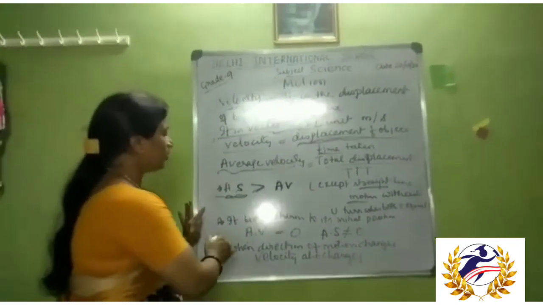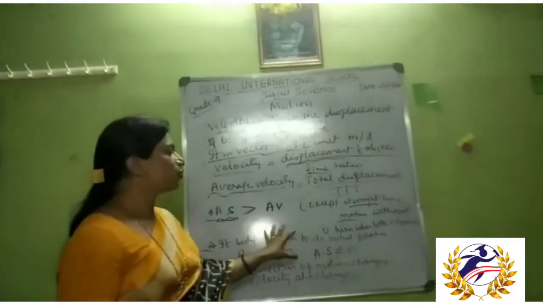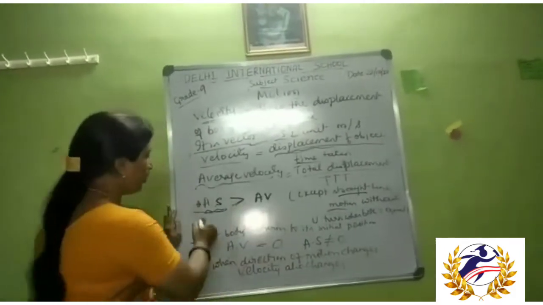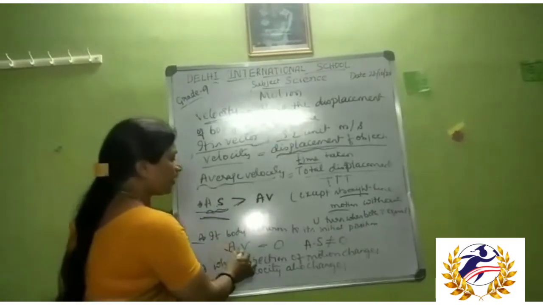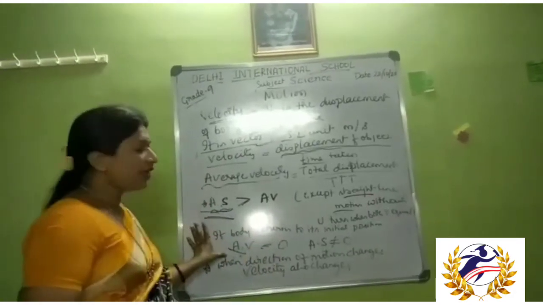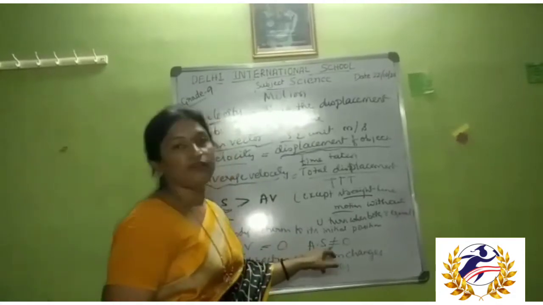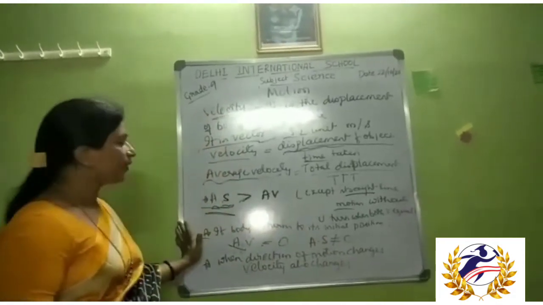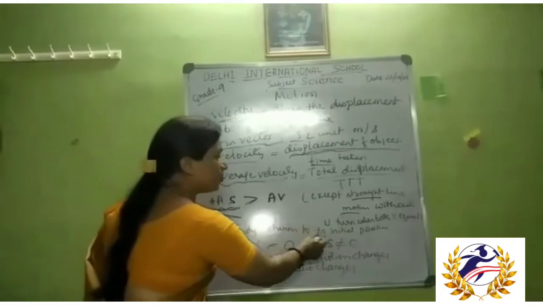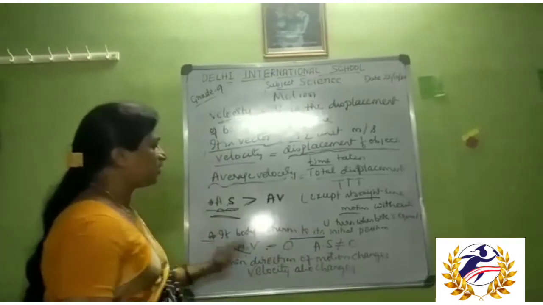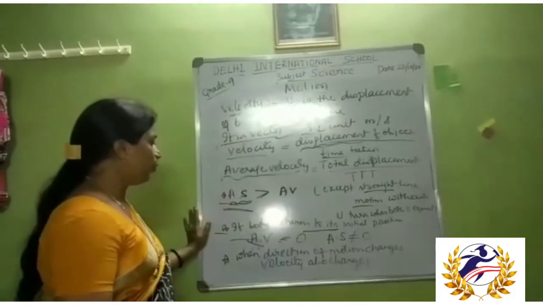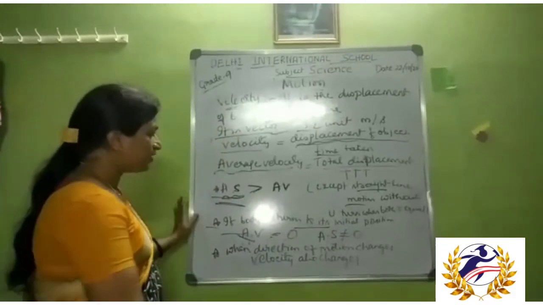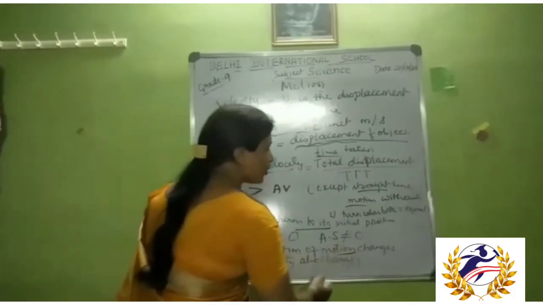Another point is, if a body returns to its initial position, the average velocity is equal to 0, but the average speed will not be equal to 0. The next point is when the direction of the motion changes.